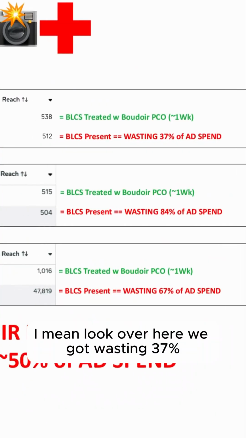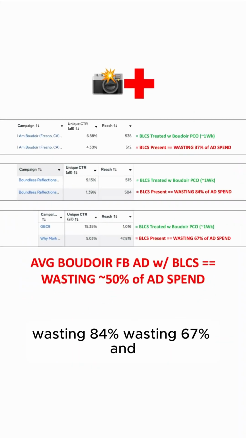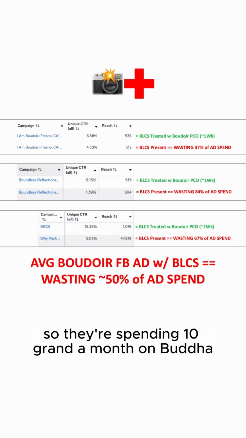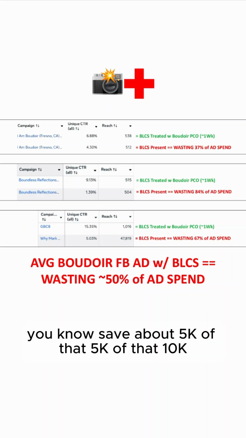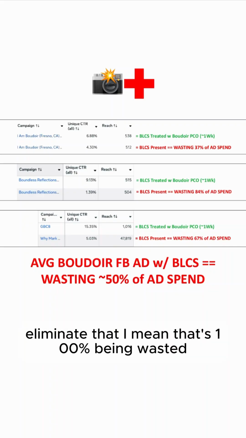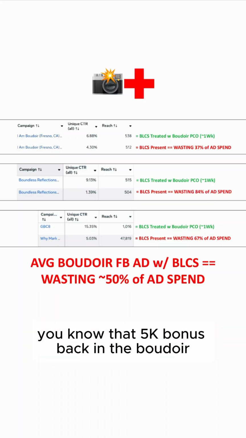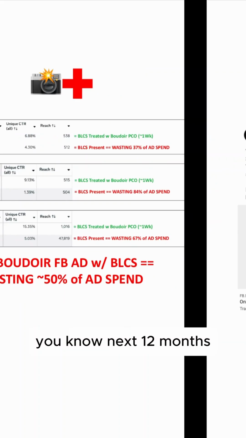I mean, look over here. We got wasting 37%, wasting 84%, wasting 67%. I mean, take the average of those numbers, probably somewhere between 50 to 60%. So if they're spending 10 grand a month on Boudoir Facebook ads, with Boudoir Pico Treatment they can probably save about 5K of that. I mean, that's 100% being wasted, I already know that. Eliminate that and actually, that 5K bonus goes back in the Boudoir photographer's pocket, 60K over the next 12 months.